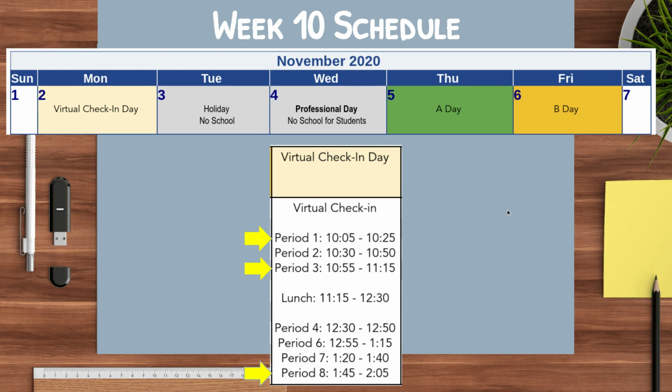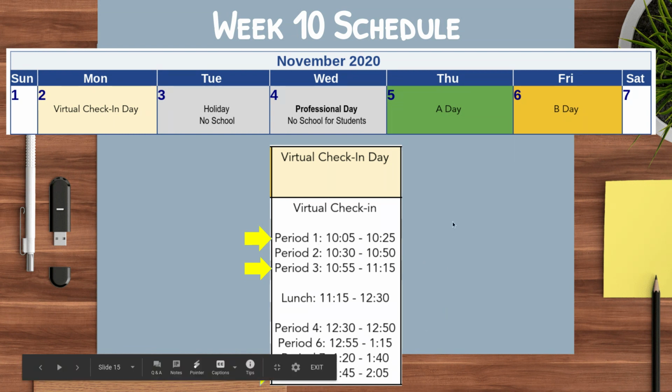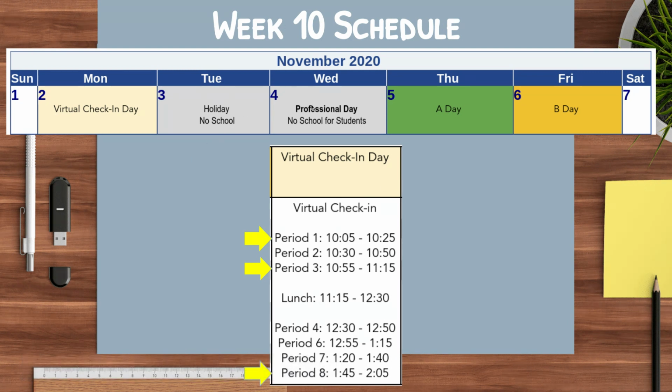All right, so talking about week 10, right? We've got a weird schedule. So Monday of next week is a virtual check-in day, right? And these are our times according to your period number when you can access me for that. And then Tuesday and Wednesday, you don't have any formal classes, right? Tuesday is a holiday, and Wednesday is a professional development day where teachers will be working on grades, etc. So then the next time I see you, and the only time I see you during week 10, is either Thursday or Friday, right? A day or B day.